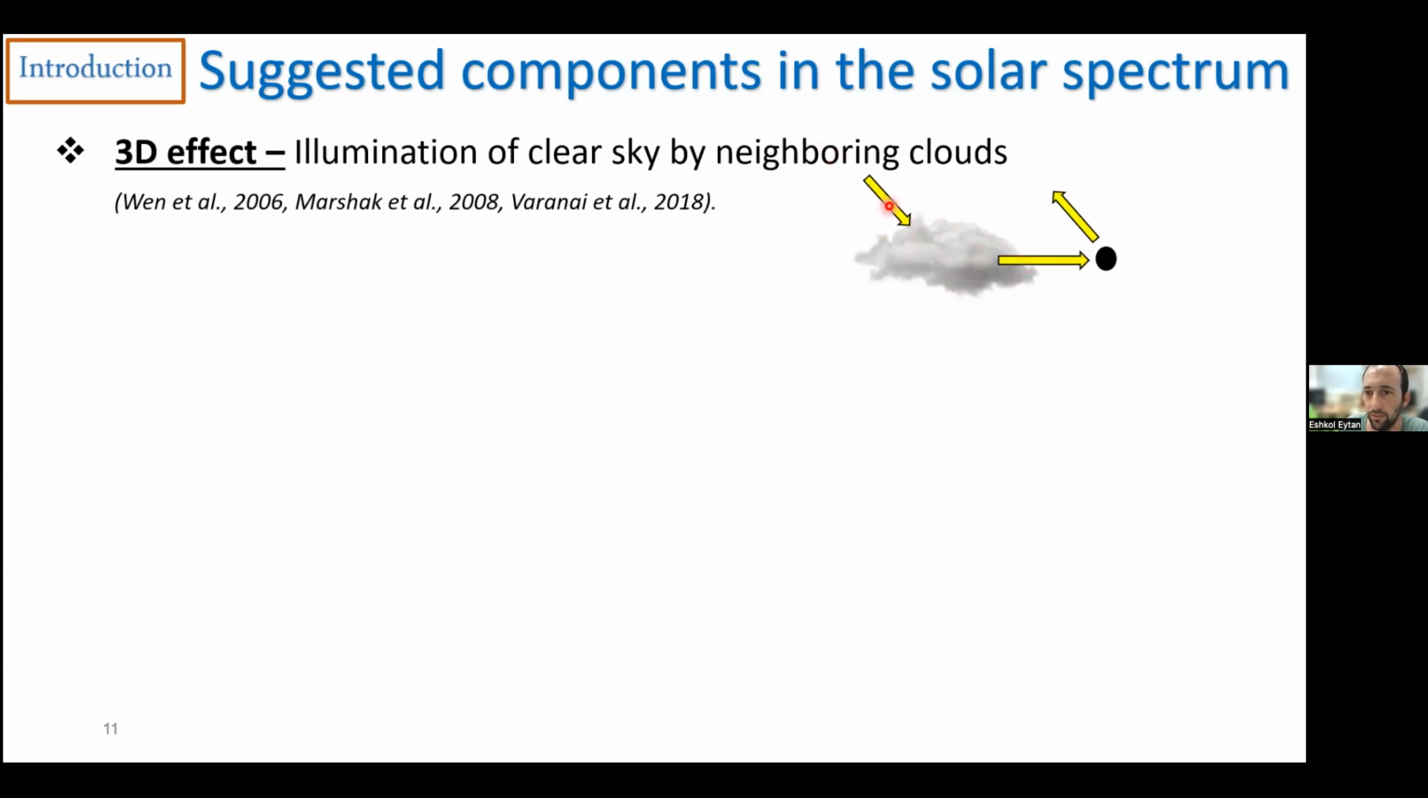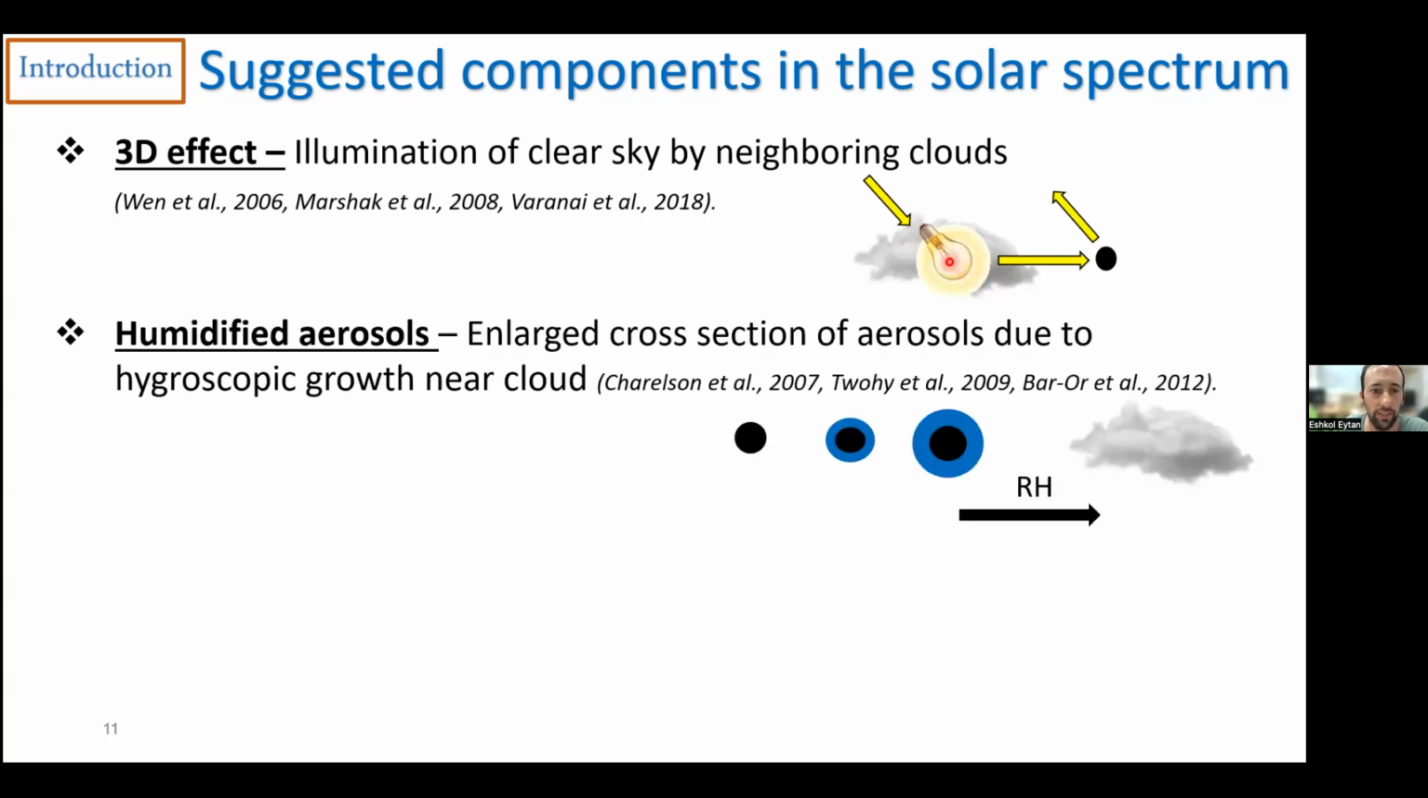So for example, the photons will enter the cloud from its top according to the solar angle, but then the photons will experience many scattering events and can be scattered out of the cloud from its sides, where they can meet an air molecule or an aerosol particle and be scattered back to the sensor. And this will cause increased reflectance of pixels which are closer to clouds. So you can think of clouds as a kind of secondary source of solar radiation to their surroundings. Another explanation is humidified aerosols, where we know that the relative humidity grows as we get closer to a cloud, and so the aerosol particles will grow by water uptake, which will enlarge their scattering cross-section, so they will scatter more radiation back to the sensor, and again will cause increased reflectance as you get closer to a cloud.